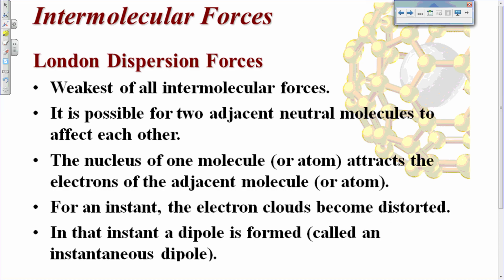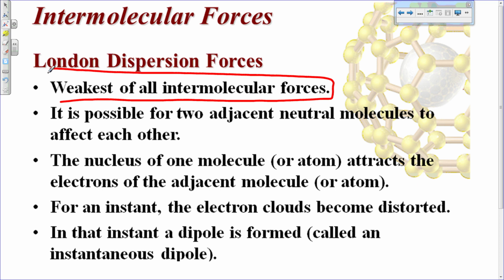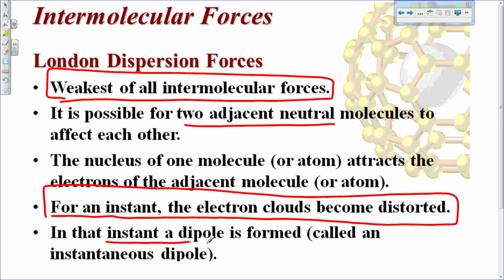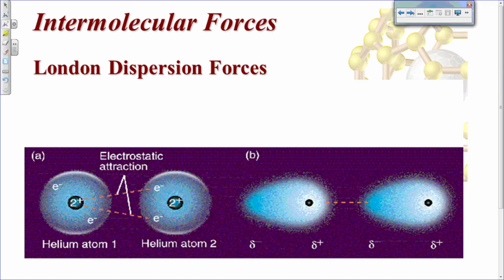London dispersion forces. This is the one where you have to actually apply the most criteria. It is, first of all, the weakest of all the intermolecular forces. It's the bottom of the list. It is possible for two adjacent molecules to affect each other. Really what happens is in an instant the electron clouds become distorted, and that's what we call an instant dipole, or an instantaneous dipole. A momentary polarity is caused. An instantaneous dipole, it's polarizable, and the molecules attract to each other.